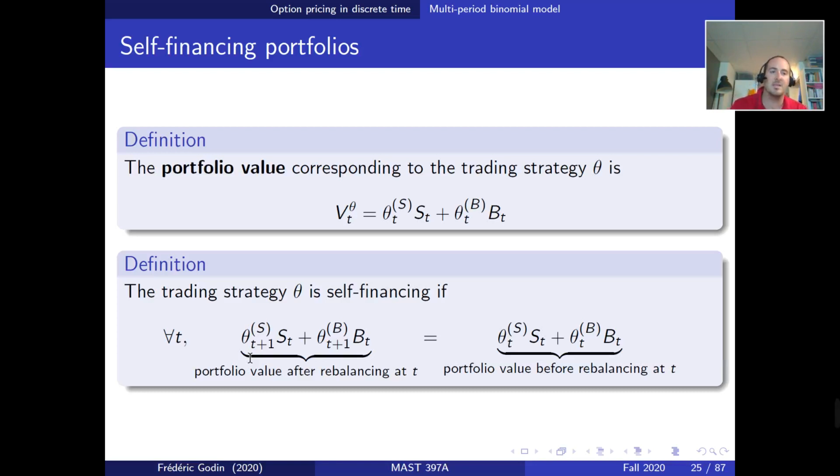And this means that having the same value before and after rebalancing means that during the rebalancing of the portfolio, as you changed the number of shares within the portfolio, you didn't inject new capital in the portfolio. Not injecting new capital means that you didn't change its value, so the value of the portfolio must be the same just before and just after rebalancing. And this means that if you had to purchase some more stocks in your rebalancing, it's because you sold some shares of the underlying asset to get the capital required to buy stocks, for instance. Okay, so this is the definition of a self-financing trading strategy.